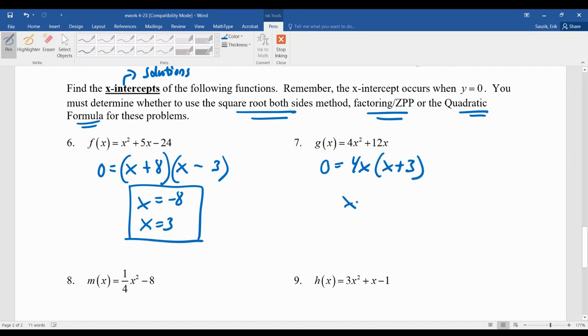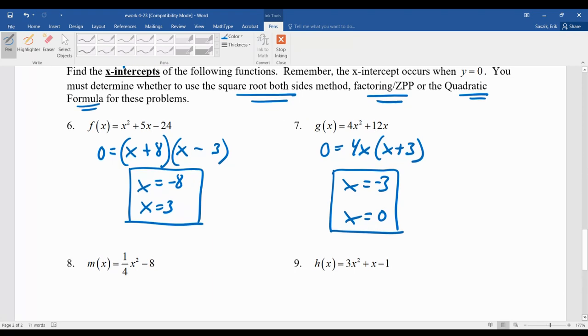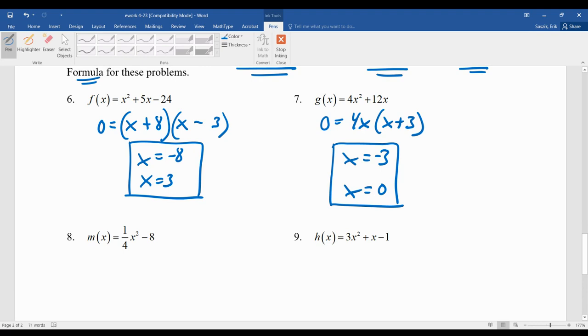So now all you have to do is ask yourself, what's going to make this parentheses come out to 0? And that's, of course, -3. What's going to make this come out to 0? X would have to be 0, because 4 times 0 is 0. So don't forget about that GCF possibility, okay? Sometimes you do a GCF and then do something like this.